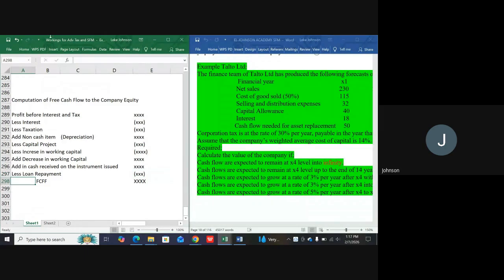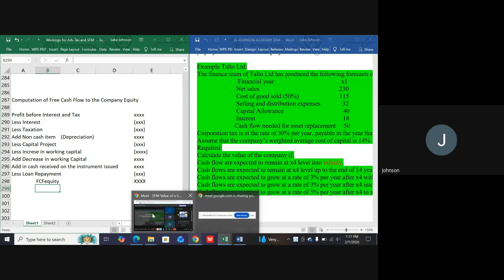At the end of the day, you are going to have the free cash flows to only the equity owners, only equity holders. So free cash flows to only the equity holders is what we're going to have over here. Are we following? Do you understand what I'm trying to say?